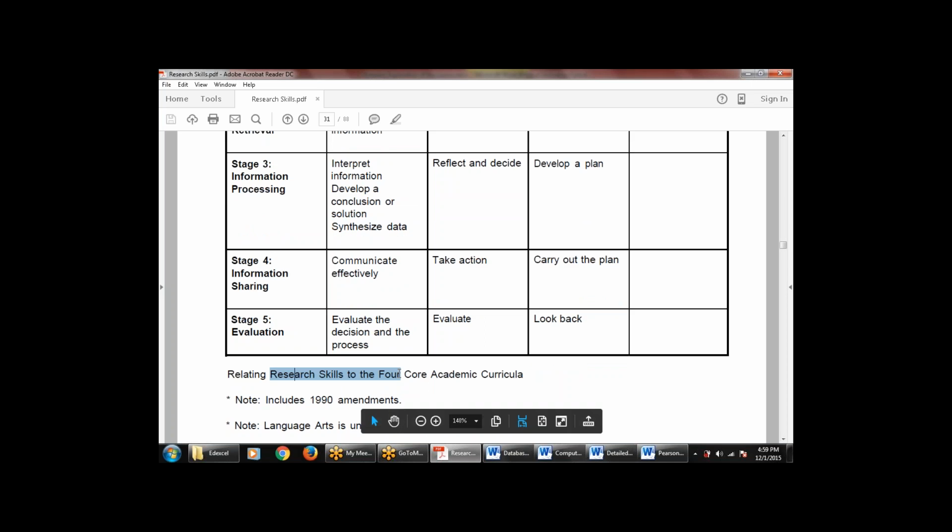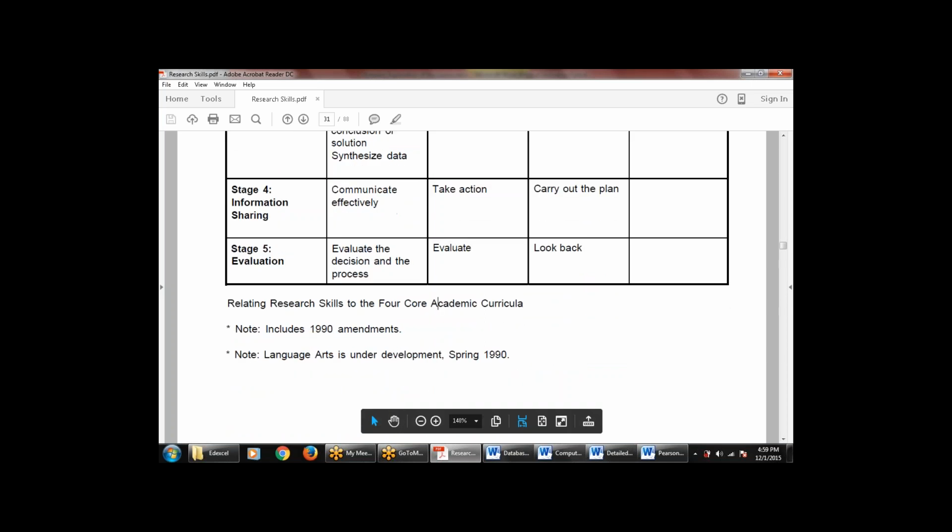That is relating research into the 4 core academic curriculum. This is the academic curriculum, a 1990 amendment, that is the first part. Then language arts under development, that is spring 1990.